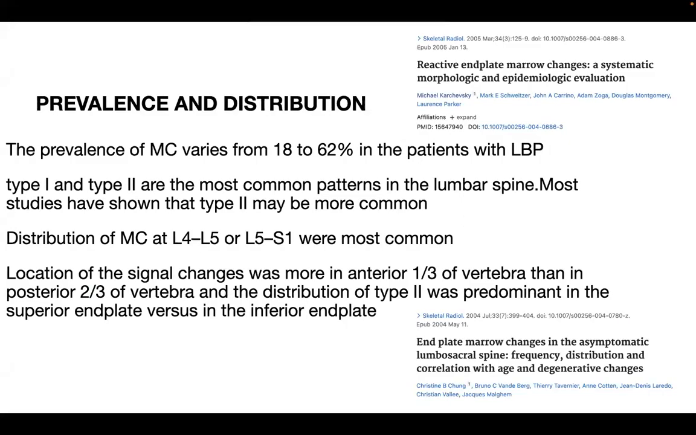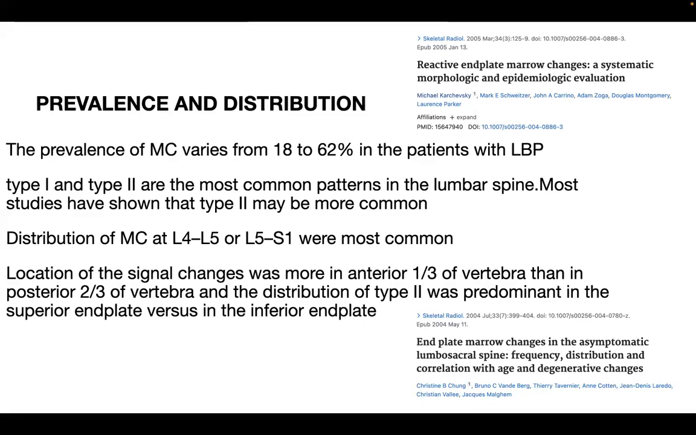Coming to the prevalence and distribution, the prevalence of Modic changes varies from almost 18% to 62% in patients with low back pain. The most common patterns are type 1 and type 2. Most studies have shown that type 2 Modic changes are more common. The distribution of Modic changes is much more prominent in the lumbar spine, and the region of L4-L5 and L5S1 were the most commonly affected.